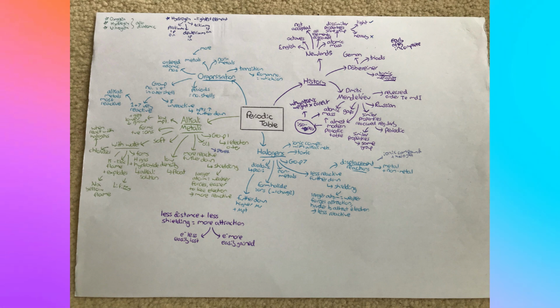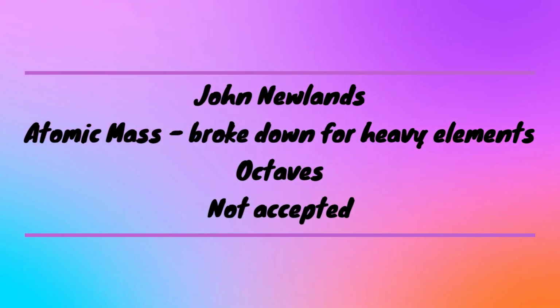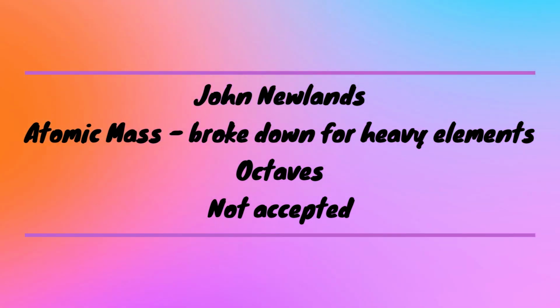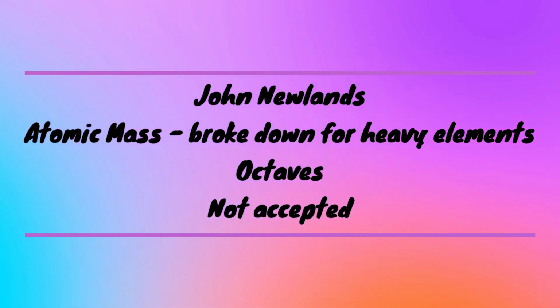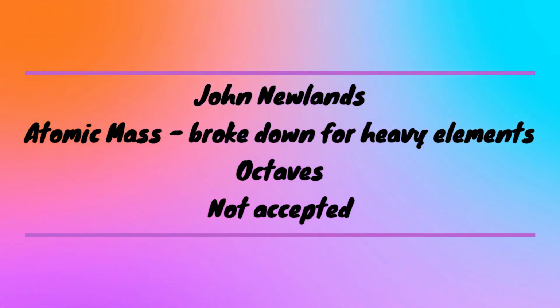And the last little subtopic is the history of the periodic table, and there's 3 main guys we need to be aware of. The first one is John Newlands. He is an English scientist, and he ordered elements in his periodic table by atomic mass. Now, this meant that elements with dissimilar properties were placed in the same group, which worked fine for light elements, but this sort of idea broke down for heavy elements. This was also known as Newlands' octaves, because like every 8 elements, there would be a recurring pattern in Newlands' periodic table.